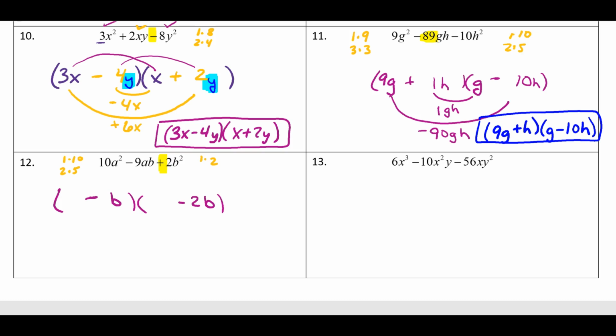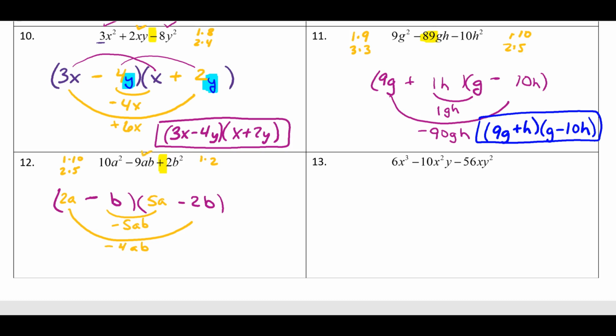So if I put a 5a here and a 2a here, I get negative, whoops, so for some reason I put a b, 2a, negative 2ab minus 10ab, not quite what I'm looking for. So let's turn it around. So let's try 2a here, 5a here. So negative 5ab, and this is negative 4ab, and that is negative 9ab.